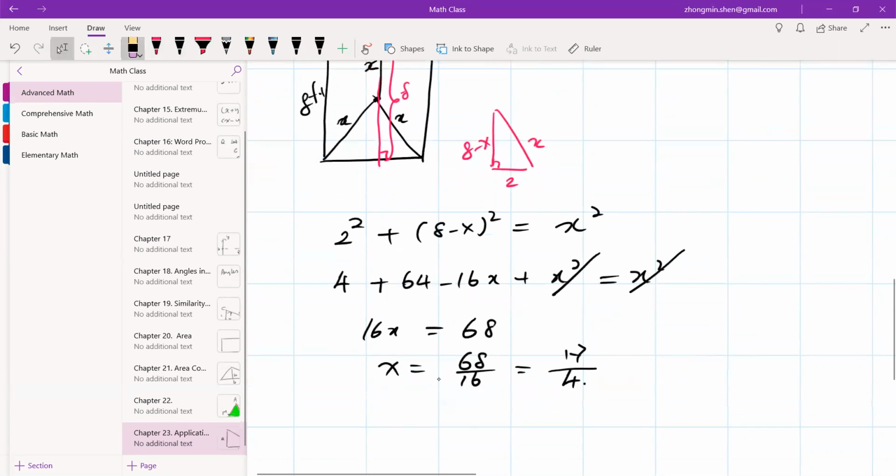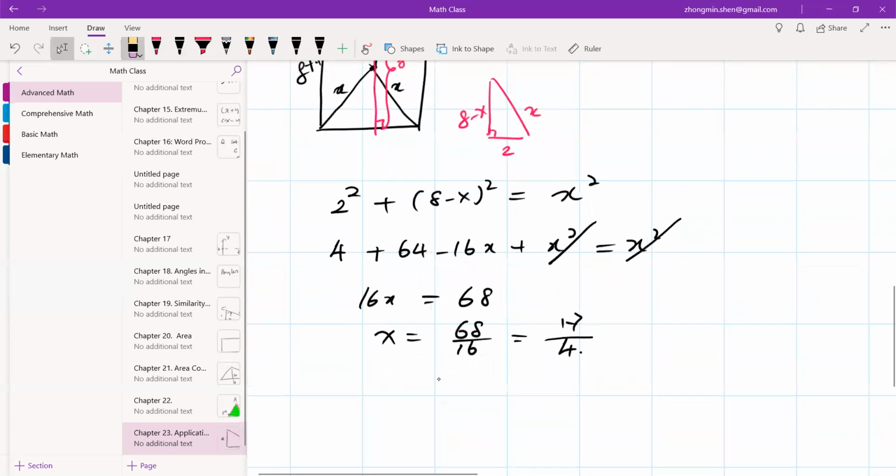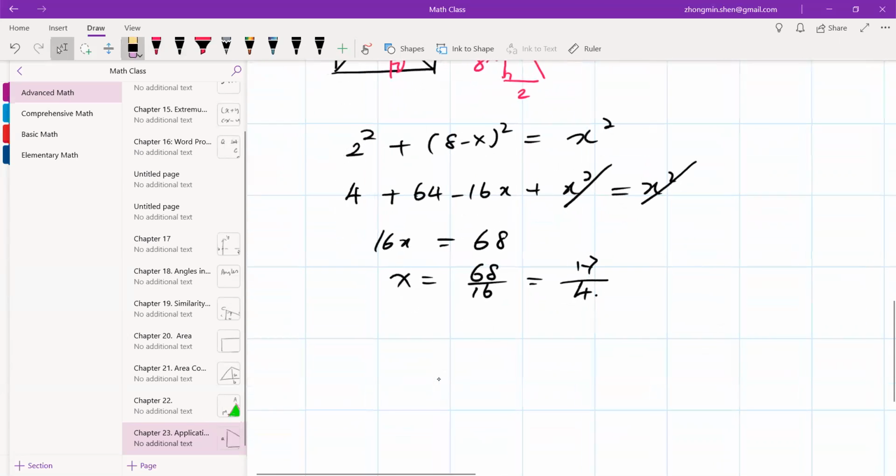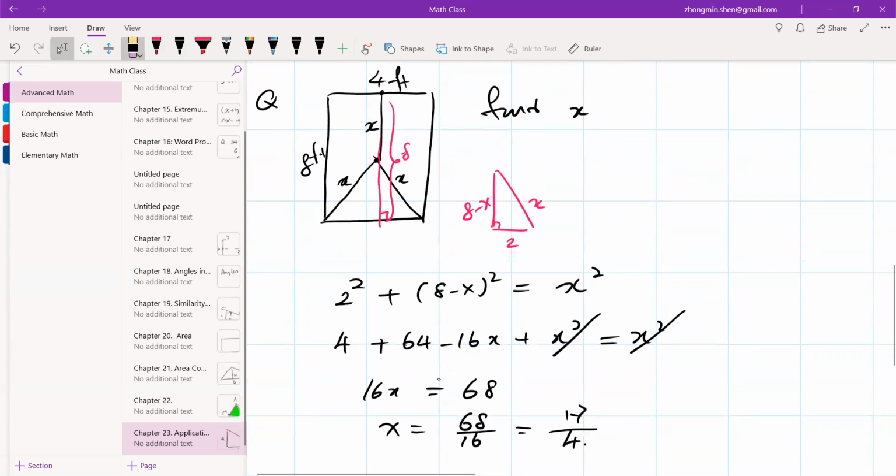This is a very good problem. It was from a similar problem from a math contest. Sometimes it's a square. It's not necessarily like this side, but this idea is very similar.